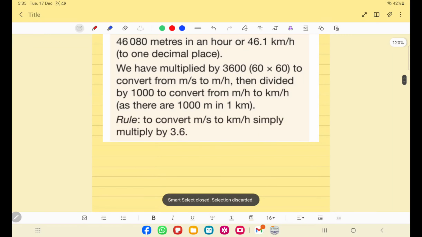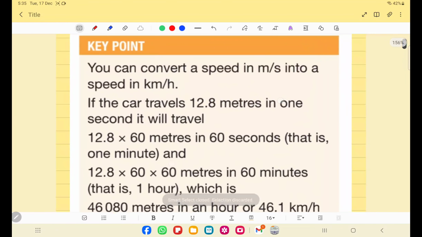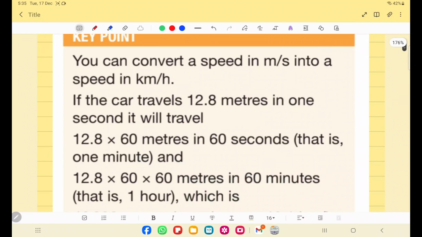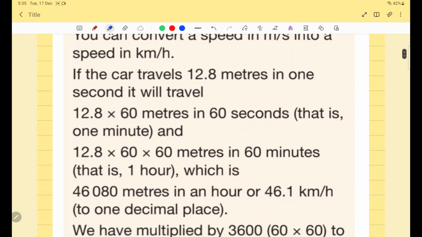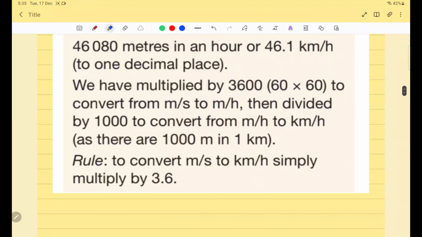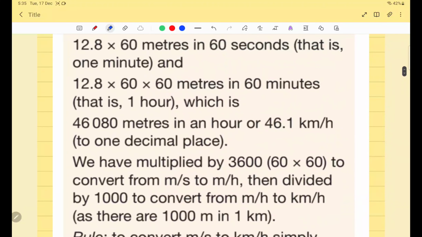Let's start question number one. You can convert speed in meter per second into speed in kilometer per hour. And I think this is a practice. What is the practice? Practice question is not given. I think it is explanation.